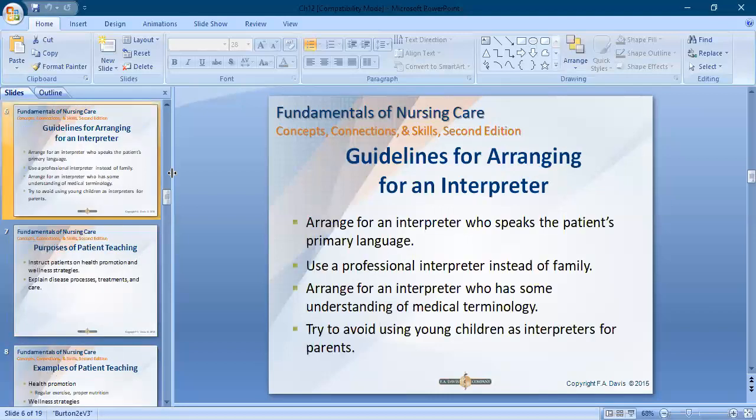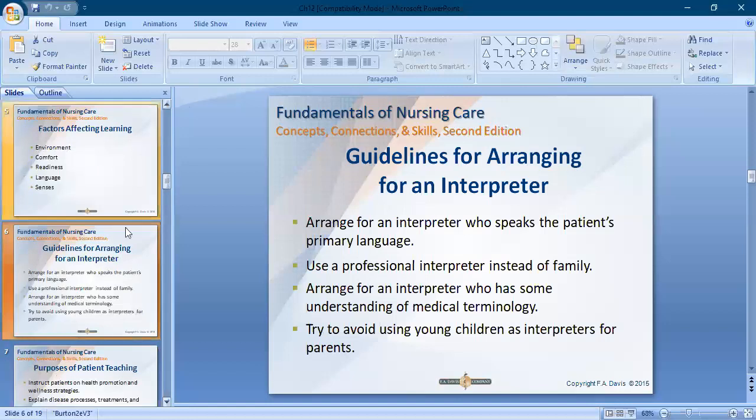And then go on here, guidelines for arranging an interpreter, right? So keep in mind, think of the scenario: your patient and you do not talk in the same language, but the patient's sibling or children can speak your language. Keep in mind they are not allowed to work as an interpreter. Even if you have a friend in the hospital setting who can speak the same language, or another co-worker, they are not allowed as an interpreter.